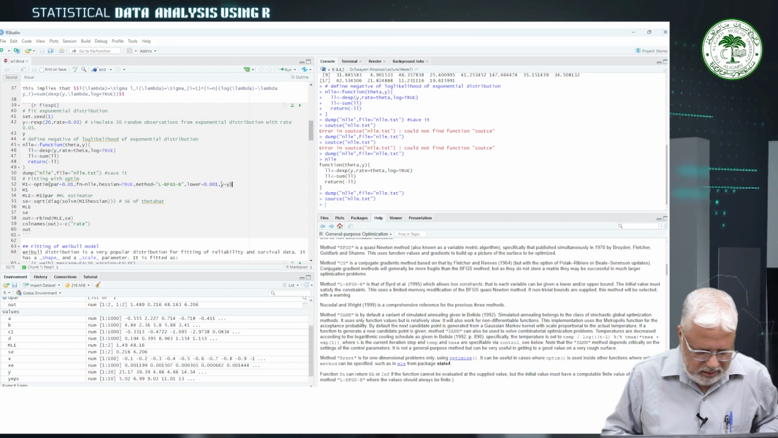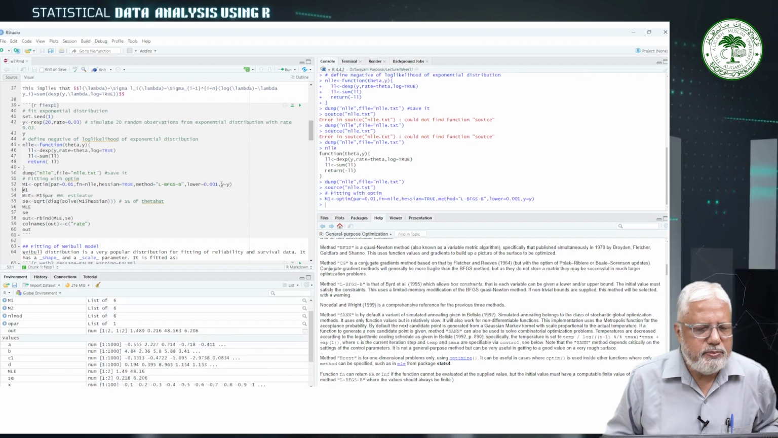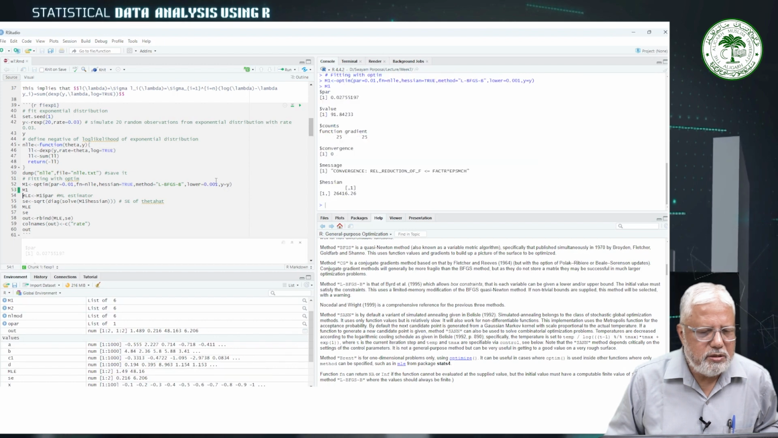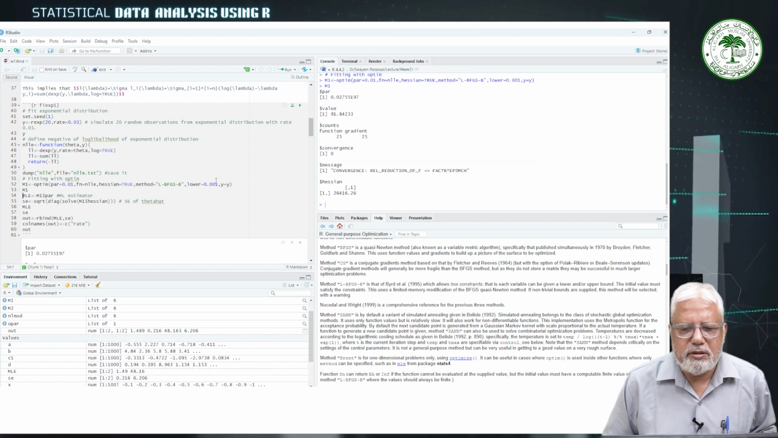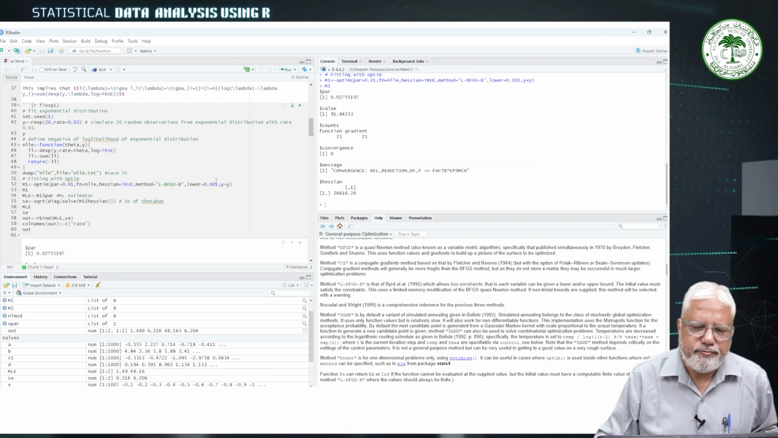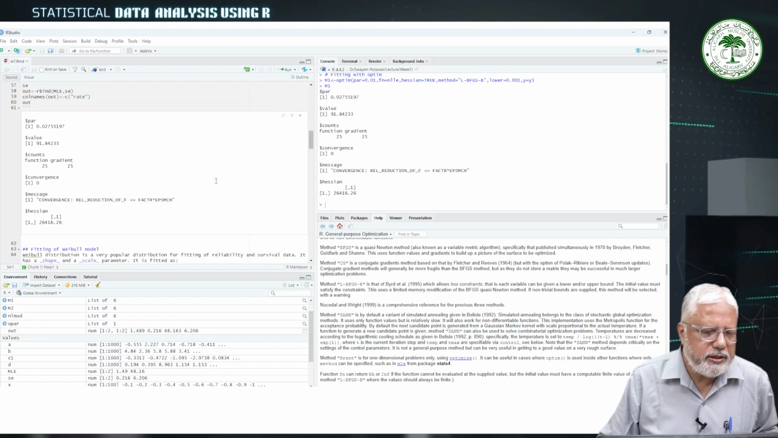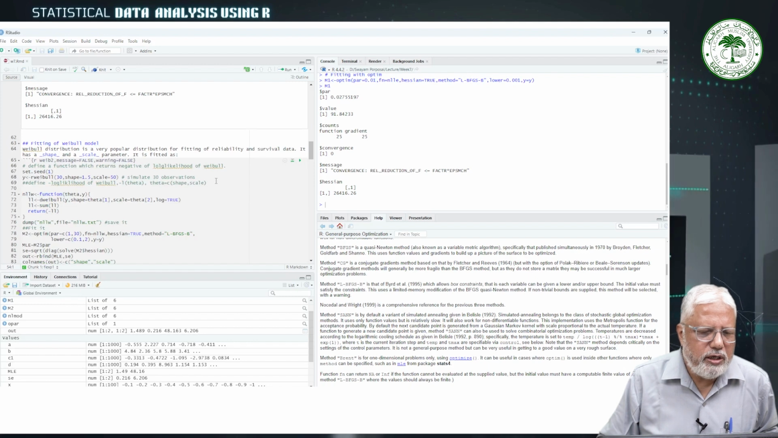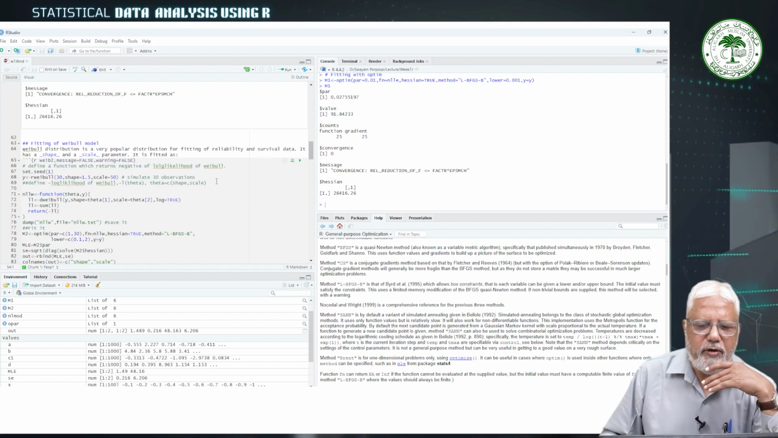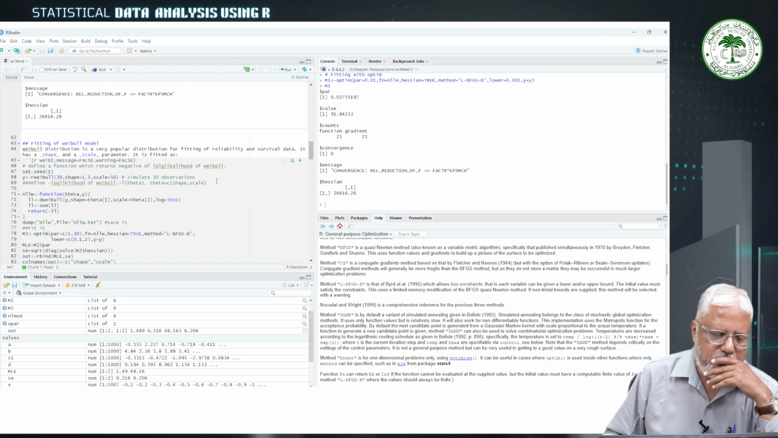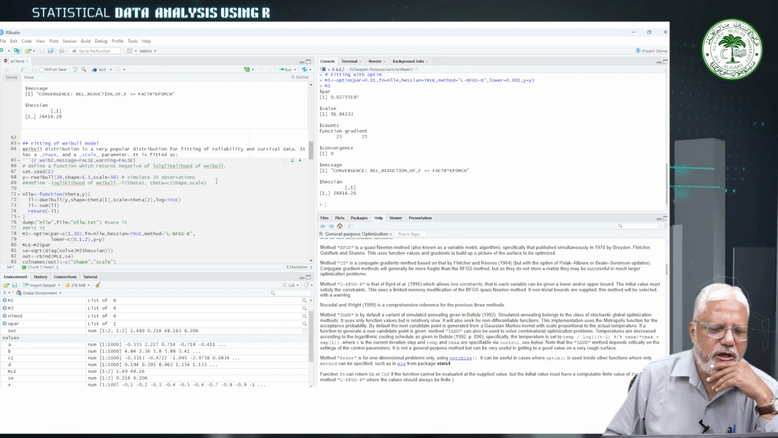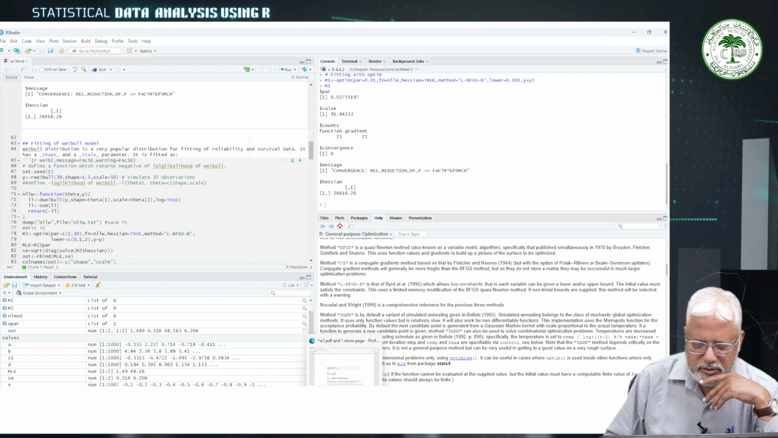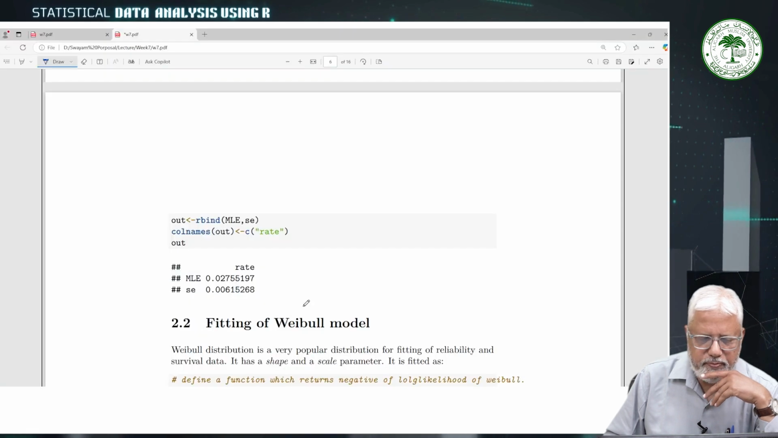When we run this, it has been run, and we can print the results. These are the results, and I have already made the interpretation of all these things. Now, how can we go for fitting a Weibull distribution? Because fitting a Weibull distribution is quite complex, I am going to fit the Weibull distribution using optim.